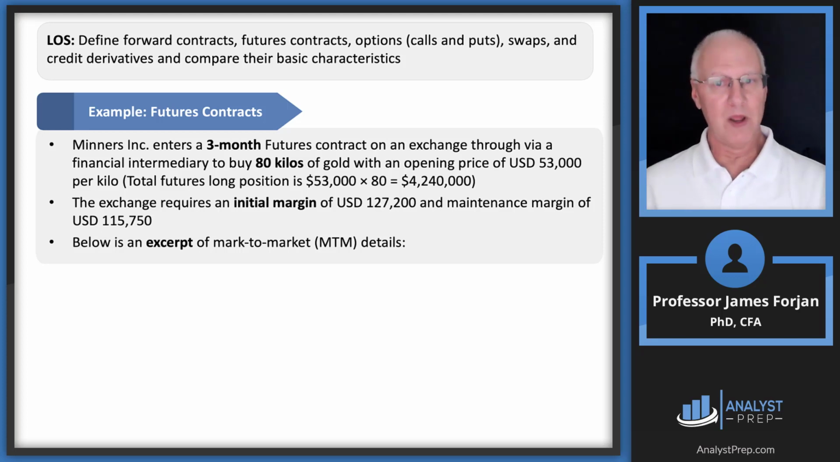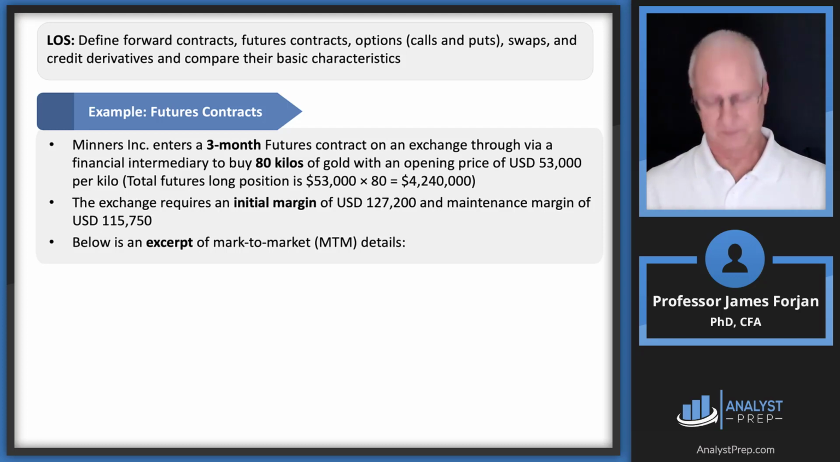But what we need to worry about now is that since we're doing 80 kilos of gold, we need to take that 80 times 53,000. So our total futures position is $4.24 million. Wow. So what we're going to do is we're going to put up an initial margin of $127,200 and a maintenance margin of $115,750. So notice that the maintenance margin is always a little bit less than the initial margin.